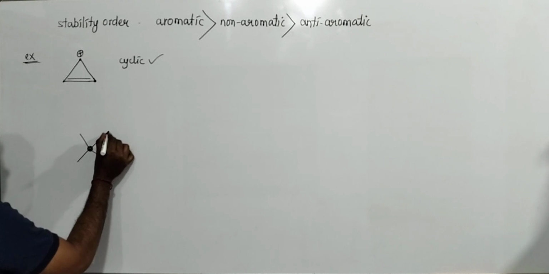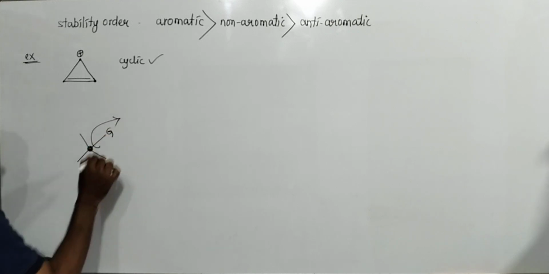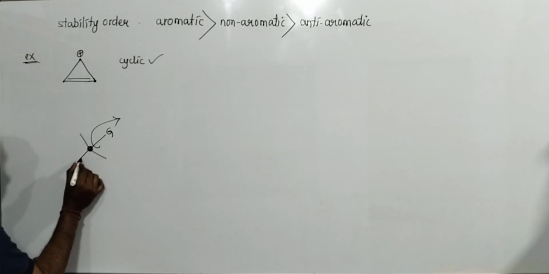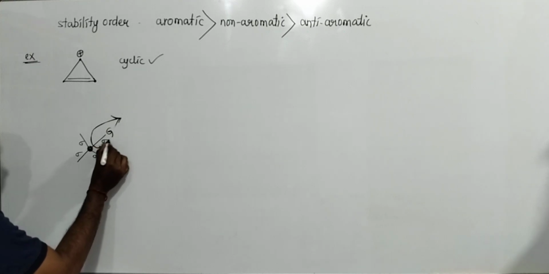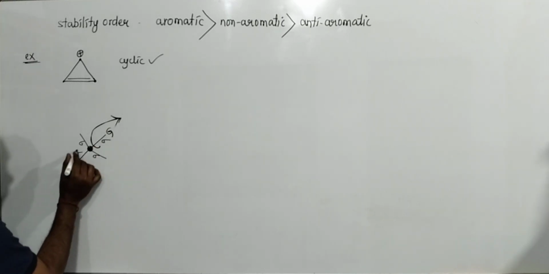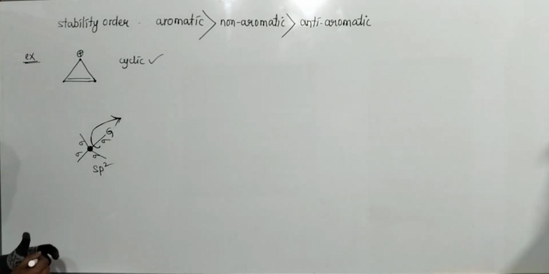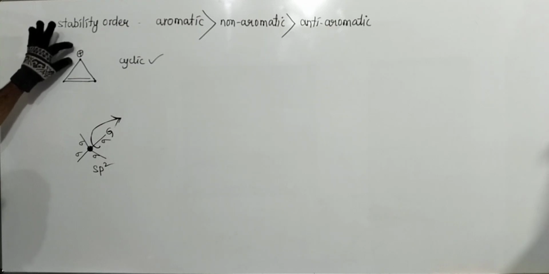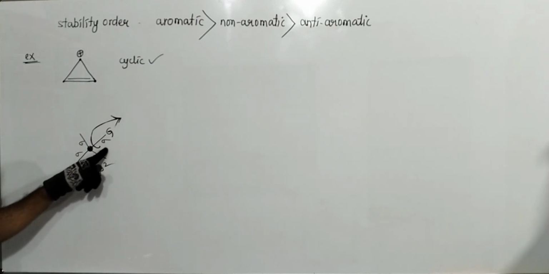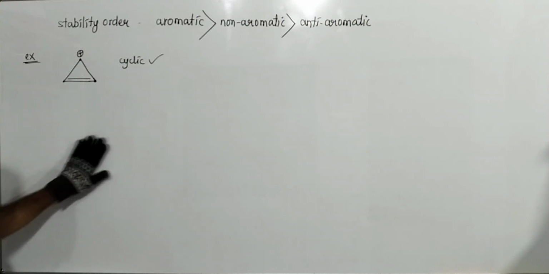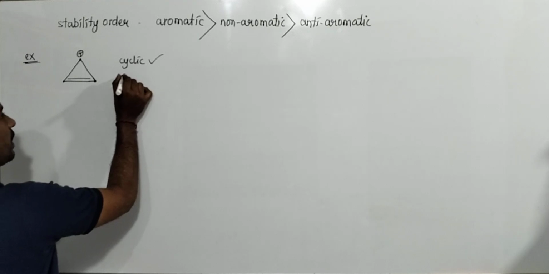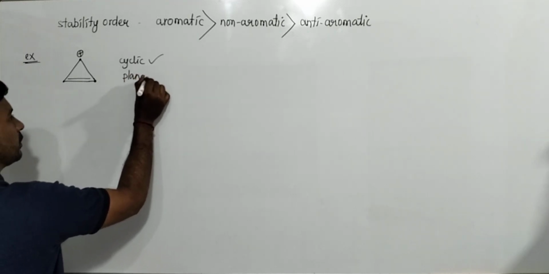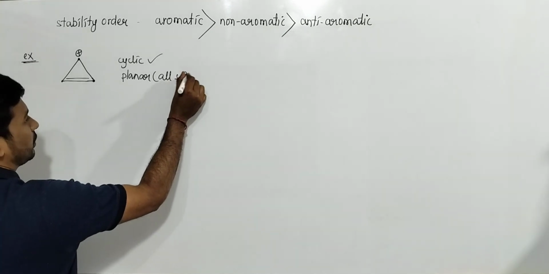If some group takes away this electron pair, how many sigma? 1, 2, 3 sigma. Here some group eliminated with sigma electron. That means at this carbon no sigma electron, only 3 sigma, positive. Three sigma means which hybridization? sp2. So this carbon is sp2. All sp2 carbons means planar.